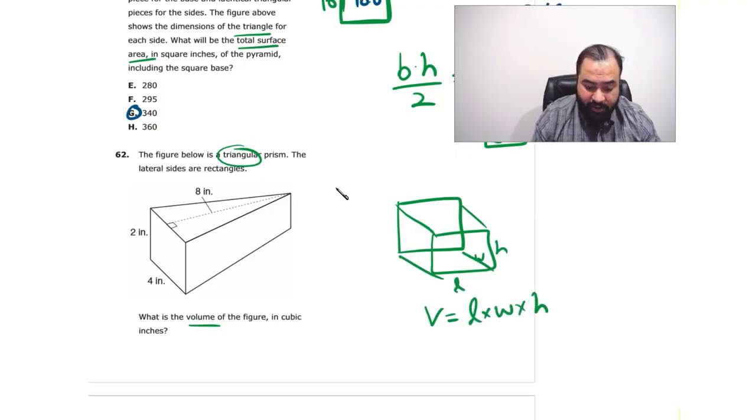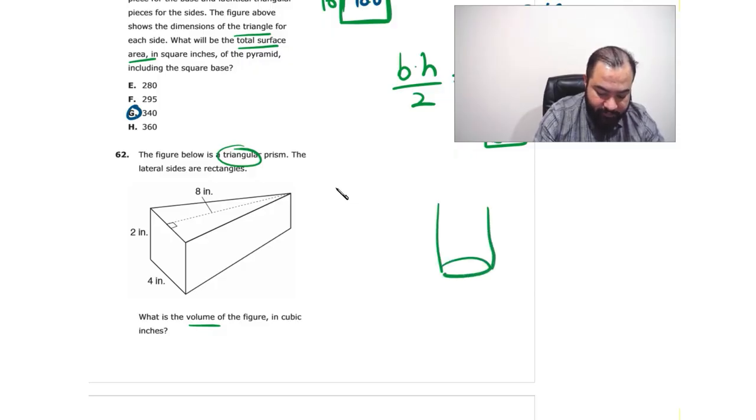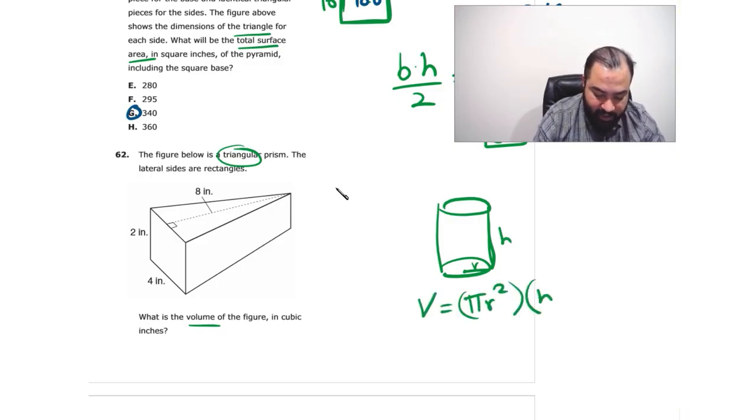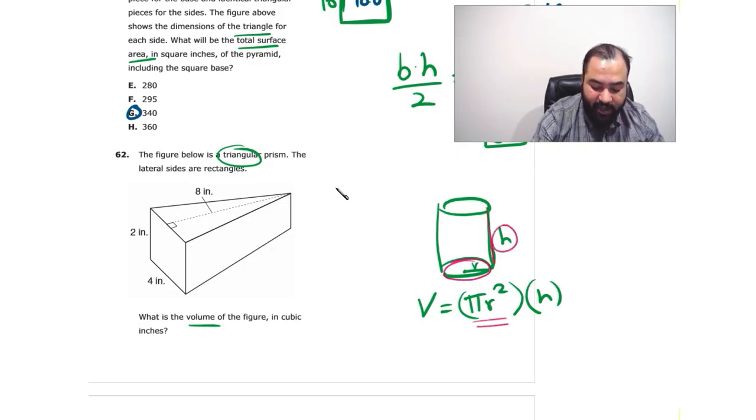So if it were to be a cylinder, how would you find the volume of a cylinder? Let's say you have a cylinder. It has a radius and a height. So if you were to find the volume of a cylinder, it would be pi r squared times height. So that's how you find it. Notice what I am doing in each case. We find the area of the base, which is a circle, that's pi r squared, and we times it by height. That's how we find the volume of the shapes. We find area of the base times height.